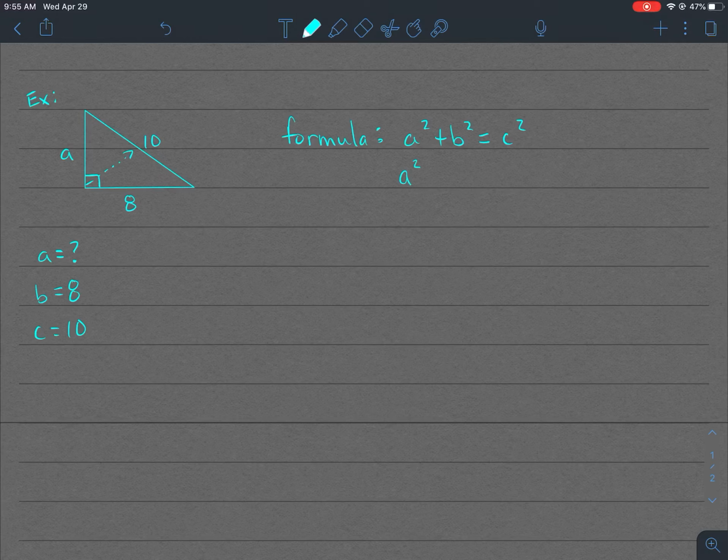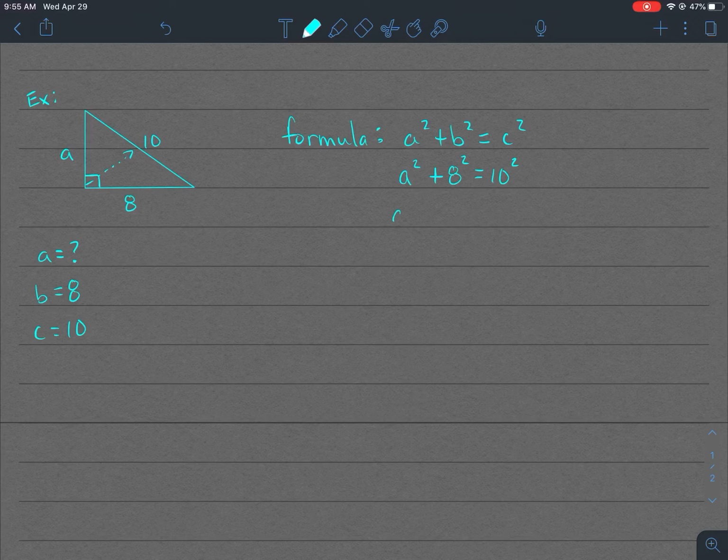So we don't know what A is, so it stays A. We've got B. What is B? B is 8, so plug in an 8. The formula says it's squared, equals C squared. But what's C? C is 10, so we have 10 squared.